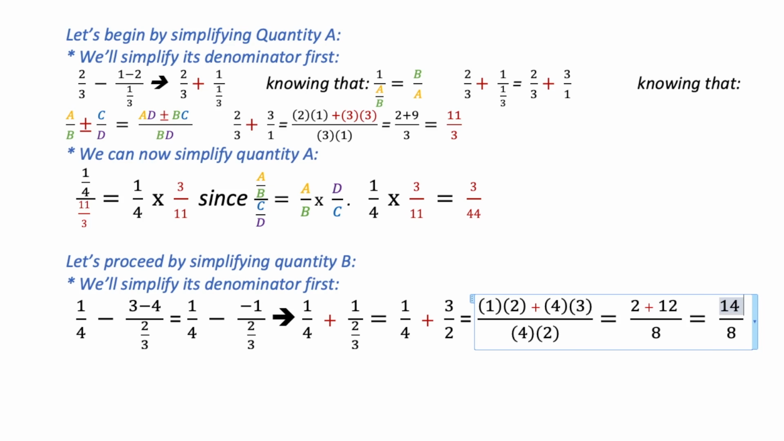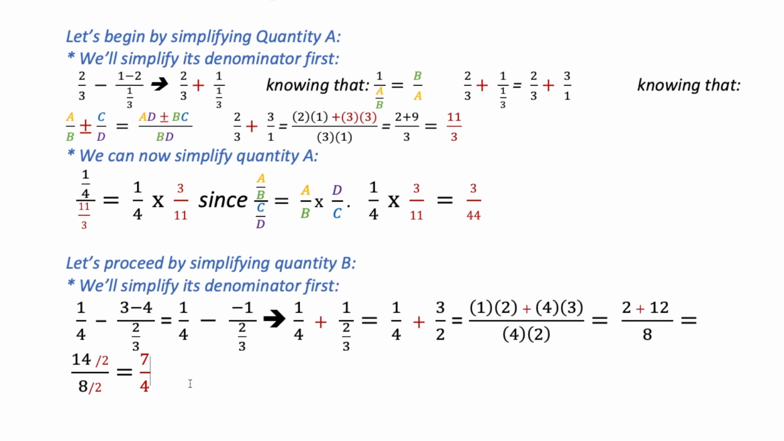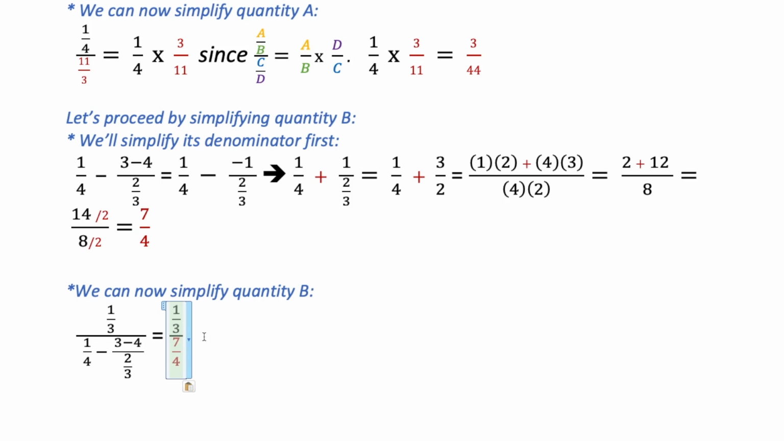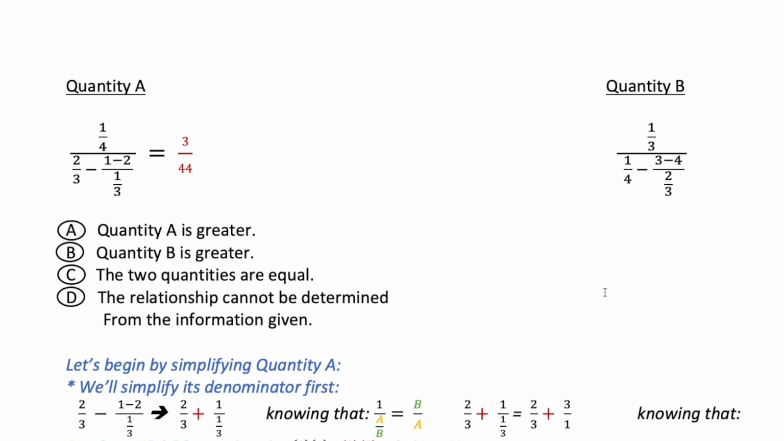Since we have two even numbers as a numerator and a denominator, we can simplify each one of them by 2, which gives us 7 over 4. We can now simplify quantity B. Let's replace its denominator by 7 over 4. 1 over 3 all over 7 over 4 would give us 1 over 3 times 4 over 7. We obtain 4 over 21, which leads us to the final result of B.